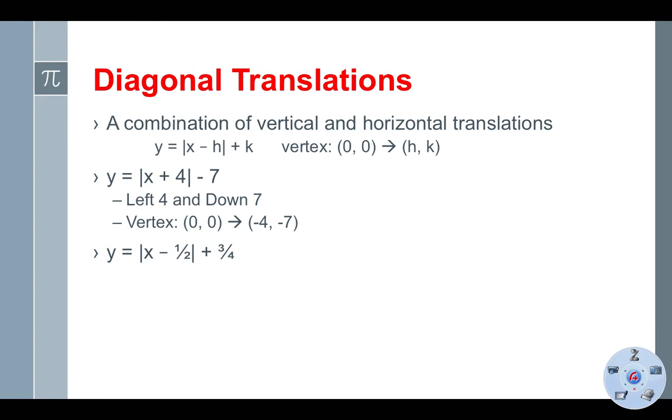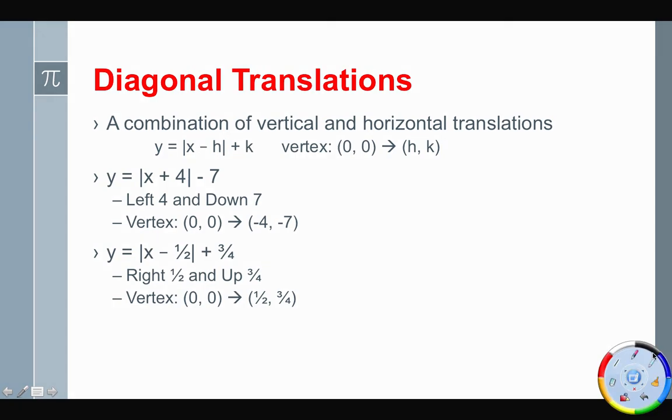Yes, we can use fractions, but it works exactly the same. The plus on the outside means move up 3/4 of a unit. The minus half on the inside tells me to move right 1/2. So our translation would be described as right 1/2 and up 3/4, moving the vertex from 0, 0 to 1/2, 3/4.